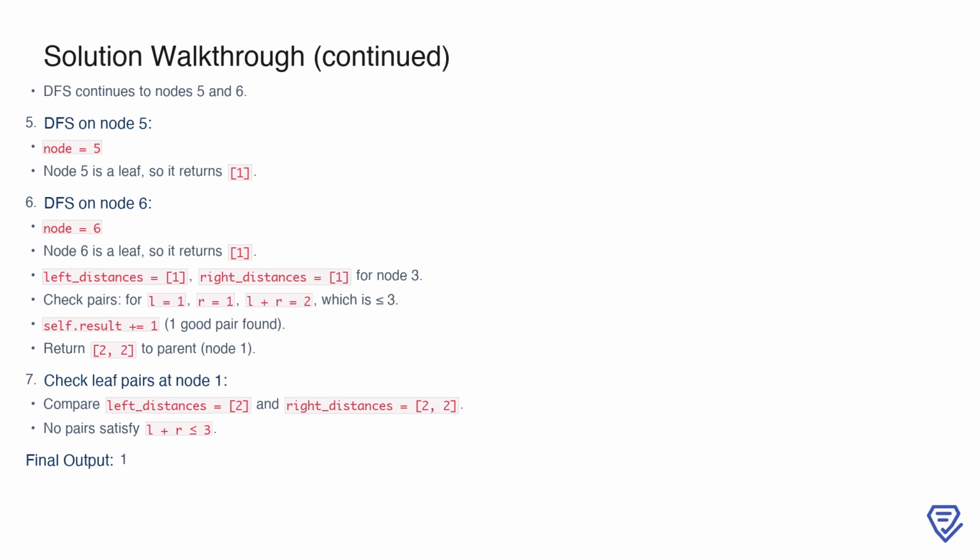Finally, at node 1, we compare left_distances equals 2 from node 2 and right_distances equals 2, 2 from node 3. However, no pairs satisfy the condition L plus R less than or equal to 3. The final output for this tree is one good leaf node pair.